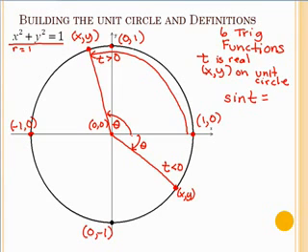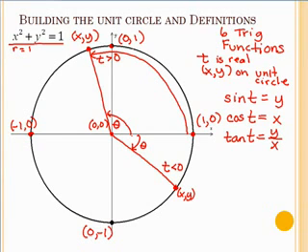Okay, therefore, we can write out our trig functions. Recall sine of t is equal to y. Cosine of t is going to be equal to x. And tangent of t is going to equal, remember tangent is sine divided by cosine, so that's y over x.